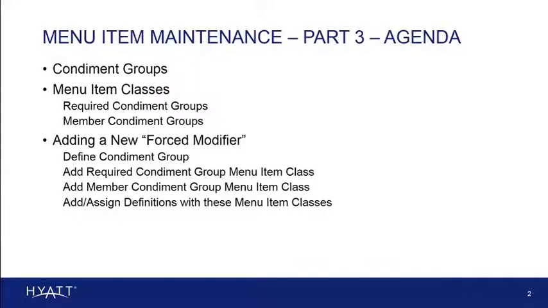So we'll go through condiment groups, which we touched on briefly in the last session. Menu item classes, where we'll spend most of our time, both looking at the required condiment group menu item class, as well as the member condiment group menu item class. And then we'll actually do an example of adding a new forced modifier by first defining a condiment group, then adding the required condiment group menu item class, then adding the member condiment group menu item class, and then finally adding or assigning definitions with those new menu item classes.